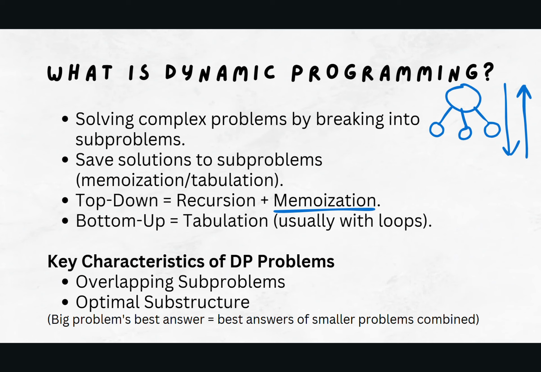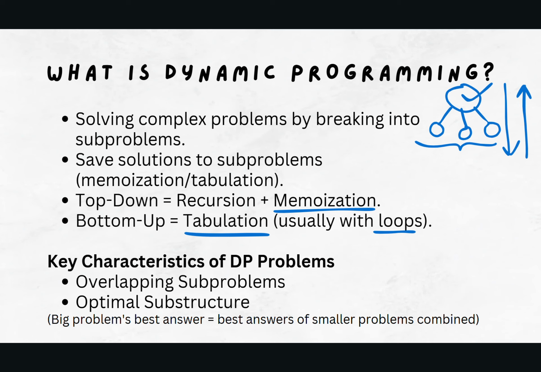And what happens in bottom up is that we will use tabulation, which is basically done by loops. So again we will have a DP array, but this time we will find solutions to these sub problems first and then go up to finally solve this larger problem.